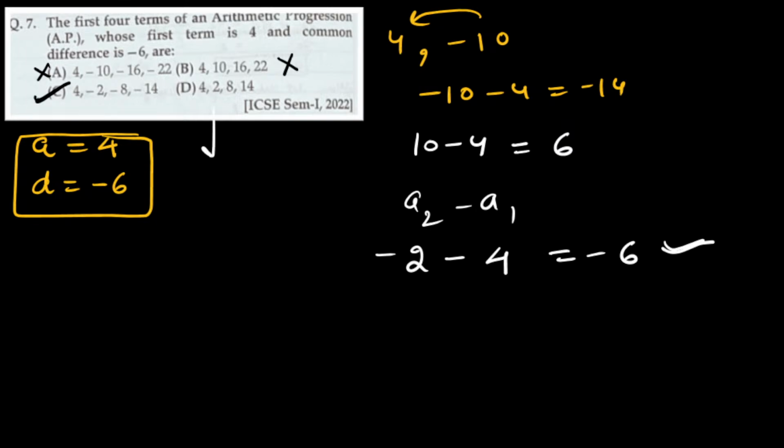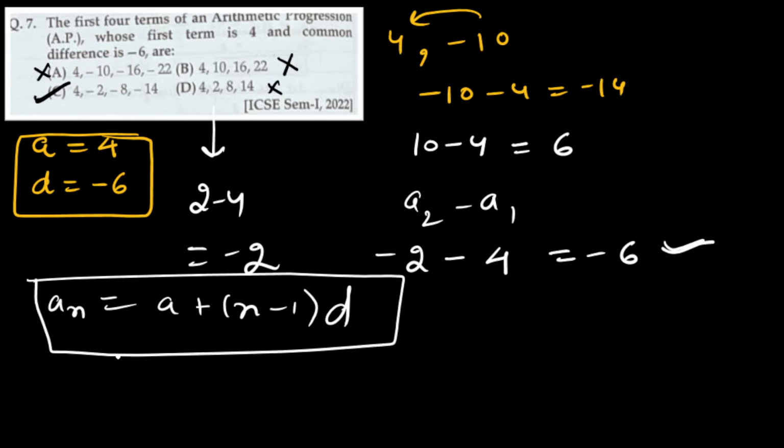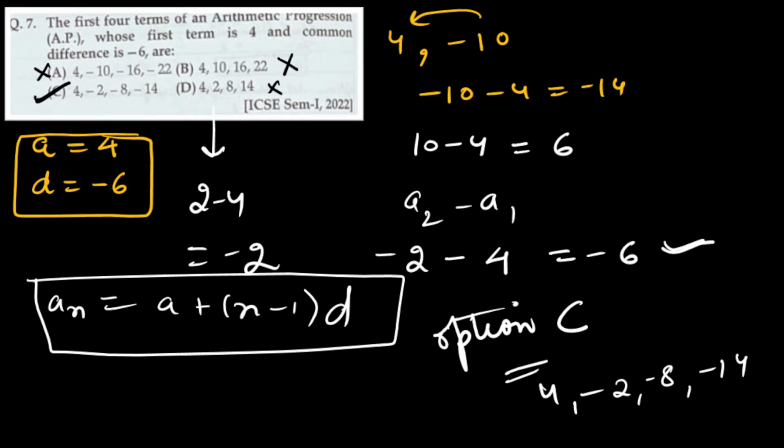You can check the fourth one also; the difference is minus 2. So directly in MCQs you can use tricks like that. No need of finding using the formula an is equal to a plus n minus 1 into d, as this will consume time. So we have to save time. These types of questions you can directly substitute and check. Have you understood how to check? Anyone, any doubt? Yes, so option C. The sequence you can also write as 4, minus 2, minus 8, minus 14. I hope you have understood.